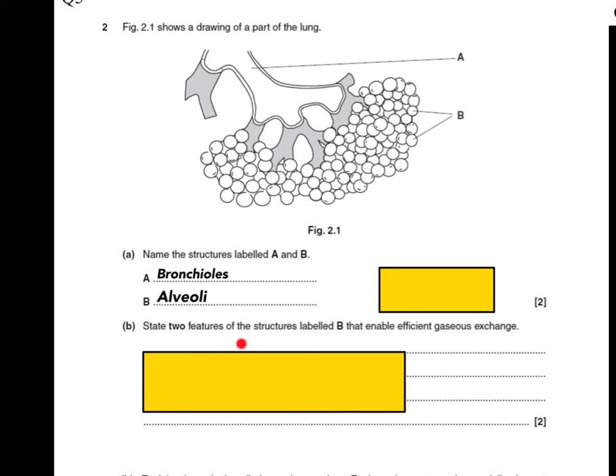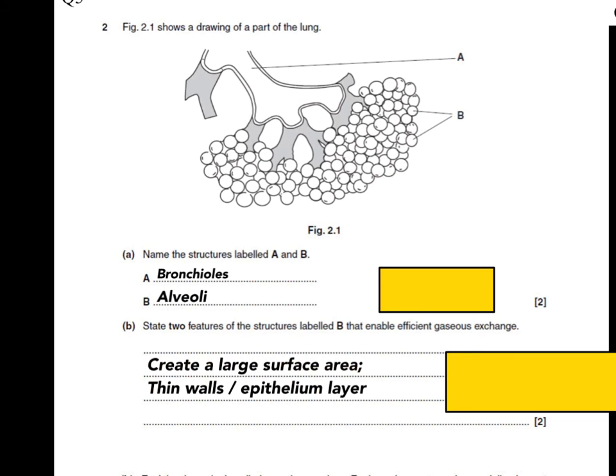Then it says, state two features of the structures labeled B that enable efficient gaseous exchange. So B are the alveoli. Again, very basic biology, could easily be a GCSE question. They create a large surface area, that's why there are so many of them, and they have thin walls for diffusion. So they have a thin epithelium layer or just thin walls will do. All it says is state two features, it doesn't say explain them or describe them, just state what they are.